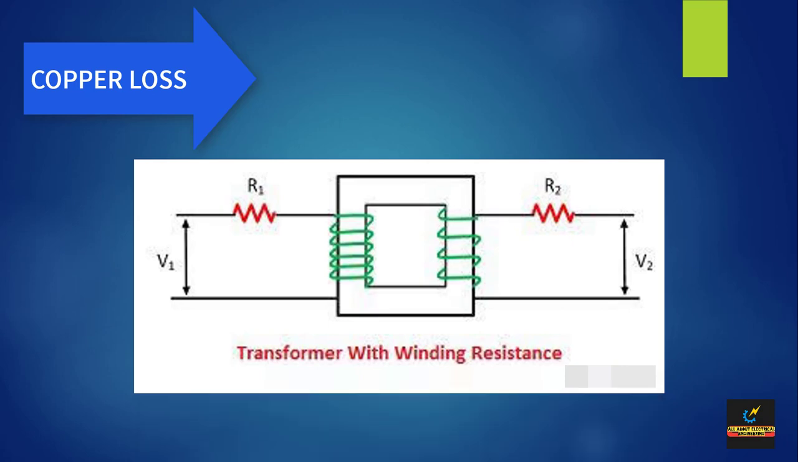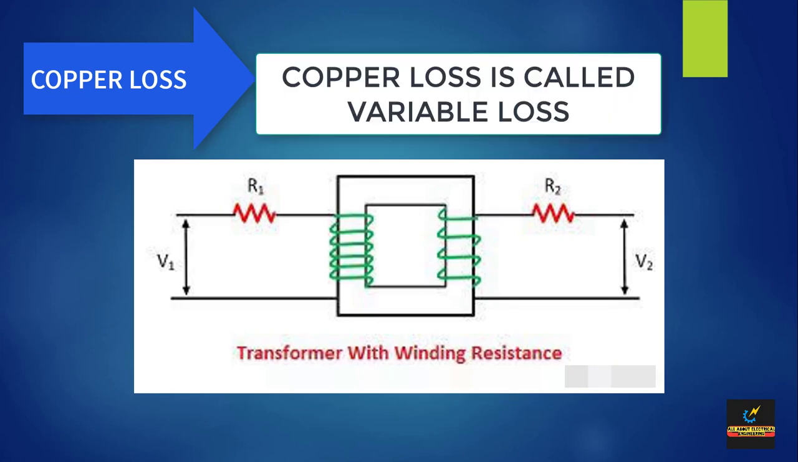So, when the transformer carries a high amount of current, the I square R loss is also very high. The copper loss varies with the magnitude of the current. That's why copper loss is called variable loss. It varies with the load current.